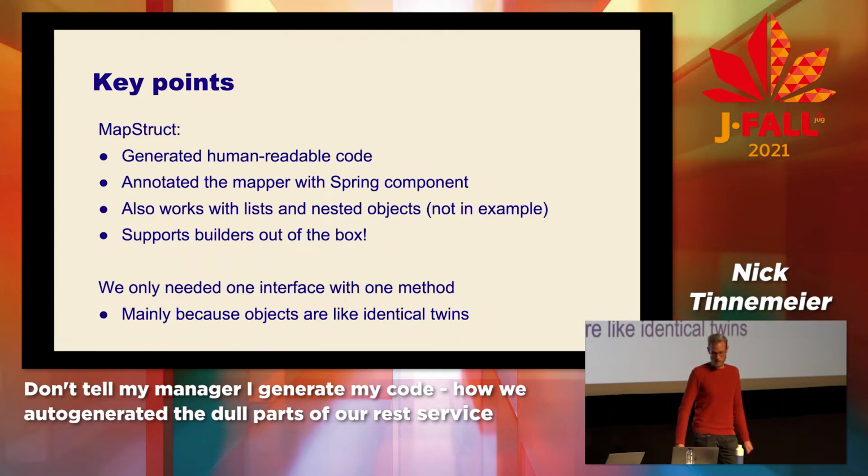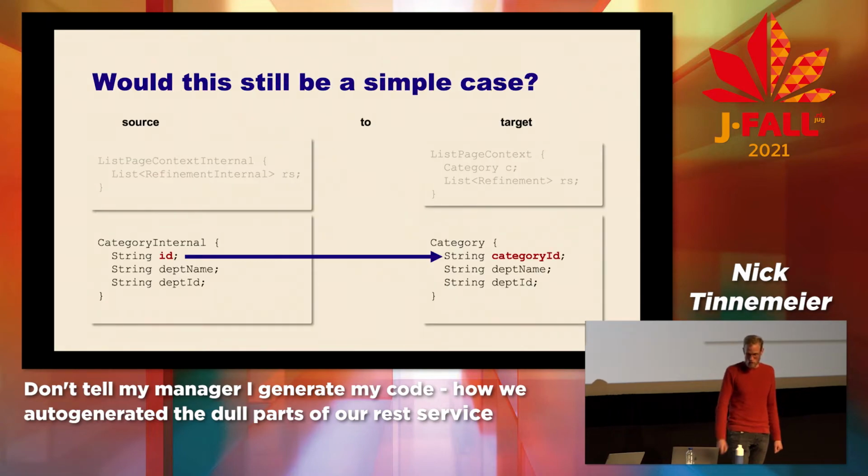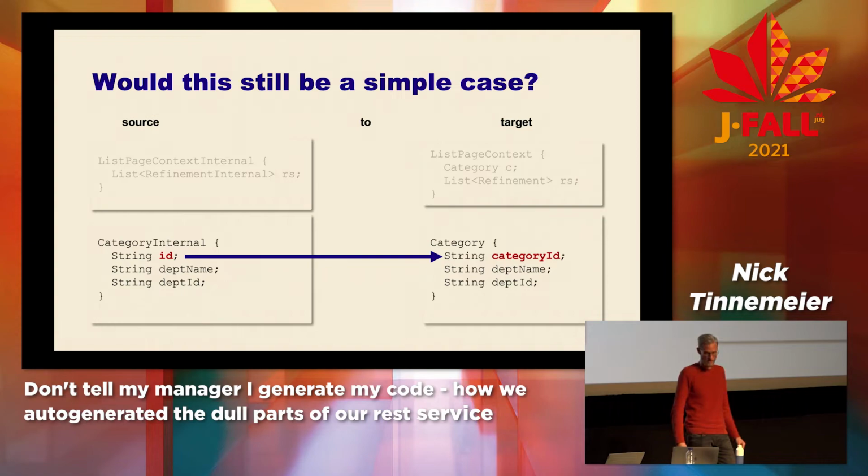But on the bright side, we only had to write one interface with one method, and in this case mainly because the objects are like identical twins. But what if they're not? What if some fields are actually different? Would this still be a simple case if the category ID on the left-hand side is called ID, and on the right-hand side it's named differently, category ID, spelled out in full?